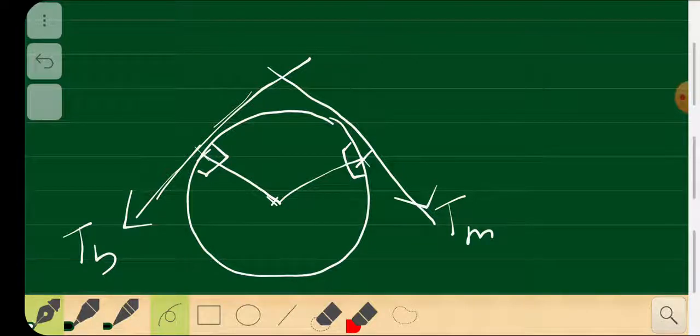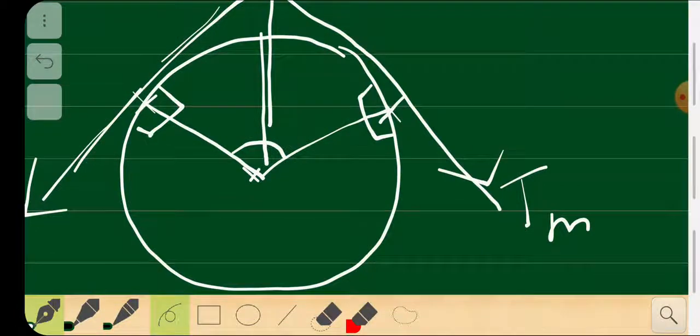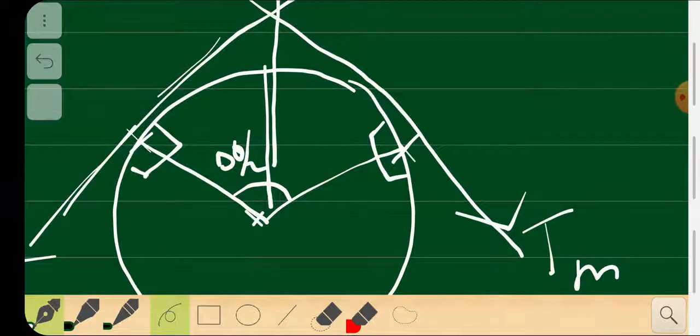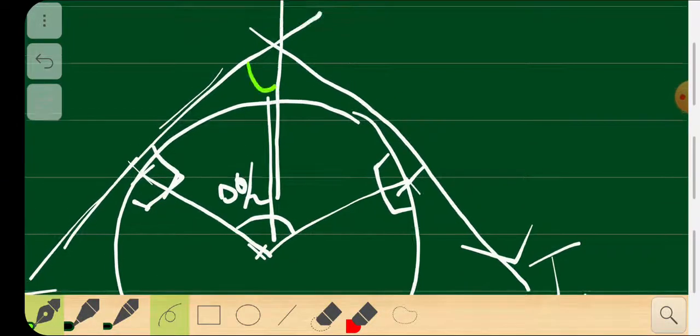Now the angle here is some delta theta, so the angle here will be delta theta by 2, right? This is 90 degrees. So now you can clearly see that this angle will be 90 minus delta theta by 2, right? So that angle we got.